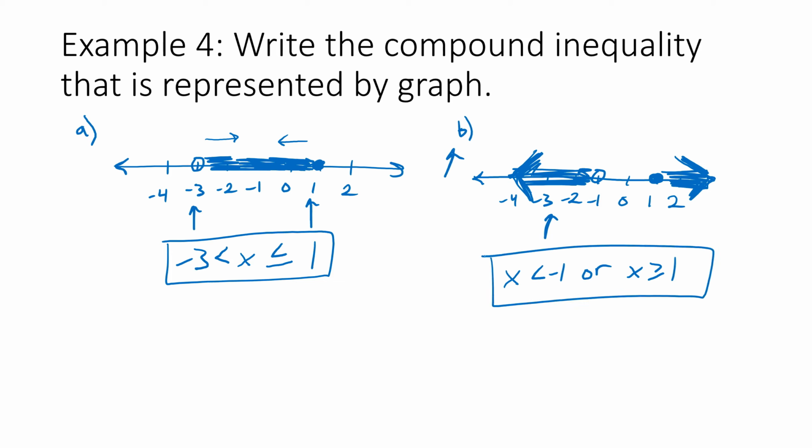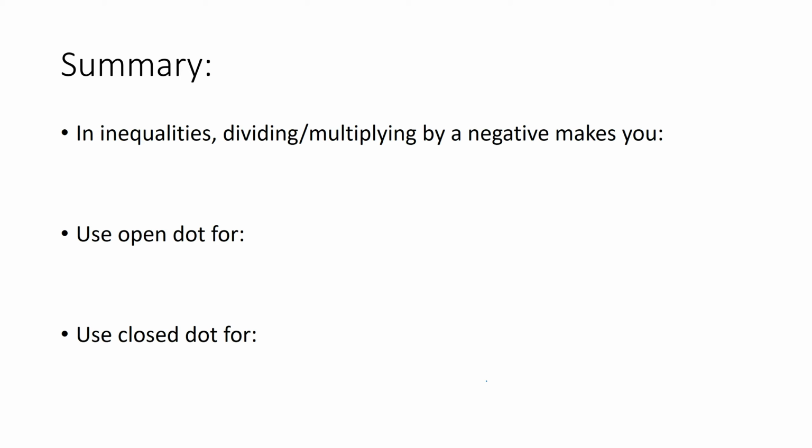Here's my final answer. Just a quick summary, in inequalities, when you divide or multiply by a negative, that makes you switch the direction of the inequality. So a greater than would become a less than. You need to use an open dot for greater than or less than. You need to use a closed dot for greater than or equal to, or less than or equal to.